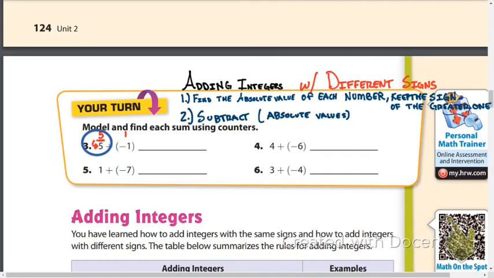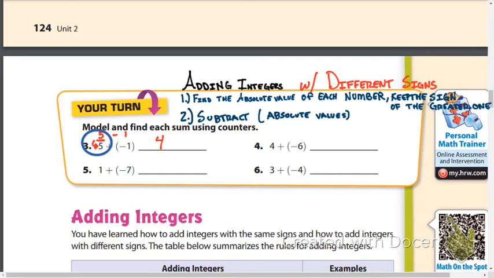And now step 2 says to subtract the absolute values. Well, 5 minus 1 gives me 4. So my answer becomes positive 4. That's how we solve adding integers with different signs. Now, let's take a look at number 4.